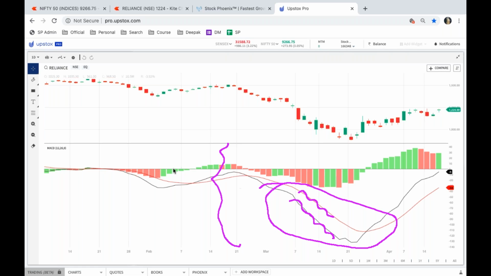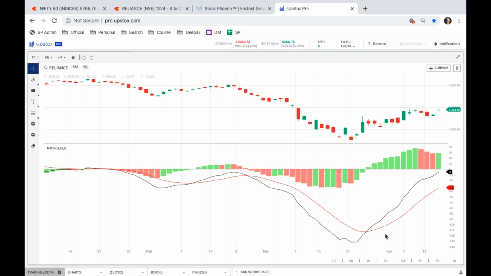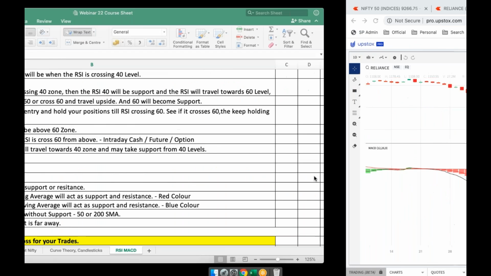In this portion, we don't want the zero line. We don't want the MACD histogram. These bars are not at all required. They do not give any significance to our study. We will see only these two lines. With these two lines, we can understand only two things. One is the buy signal or uptrend. One is the sell signal or downtrend. Only these two things we are supposed to understand.